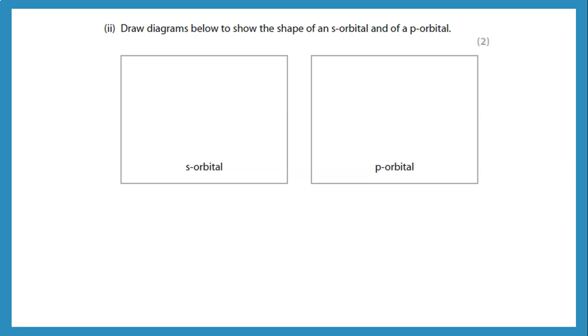Draw diagrams below to show the shapes of s orbital and p orbital. You should know that an s orbital is spherical. So the 1s is spherical, the 2s is also spherical but slightly bigger. The 3s is also spherical but bigger, and so on. The p orbitals are all what we call dumbbell shaped. This is called dumbbell shaped. So they can be along the x or along the y or along the z axis, but they are all dumbbell shaped.